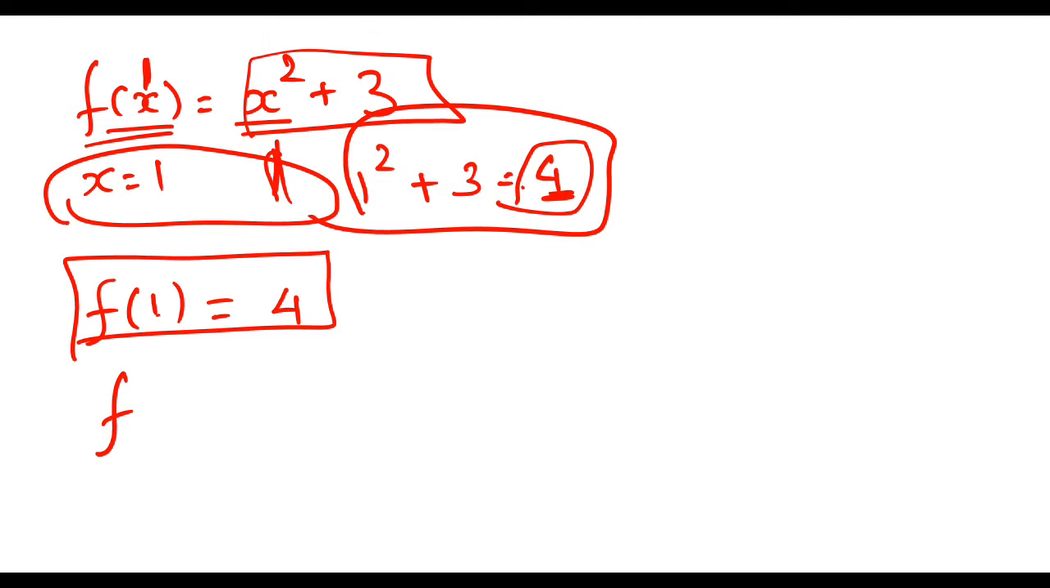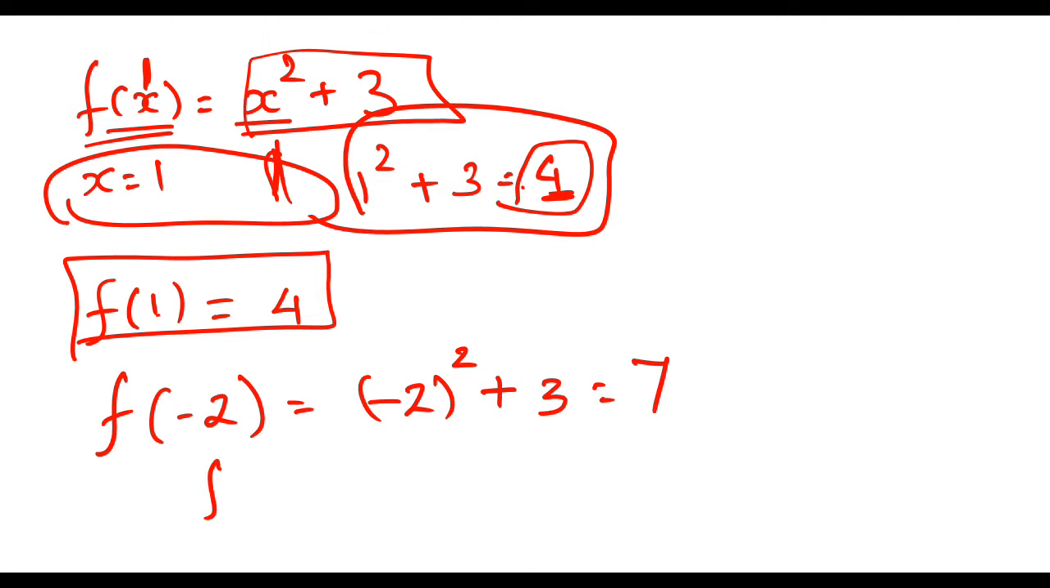You can substitute any value for x. Say I want to substitute f of minus 2. How will I find what f of minus 2 is? I need to substitute it for x. So x is minus 2. Minus 2 square plus 3, which is 7. So f of minus 2 is equal to 7. This is called substitution into functions.